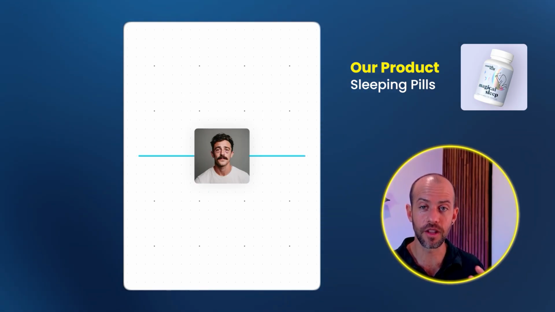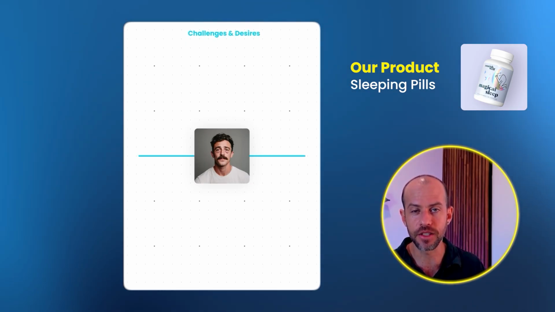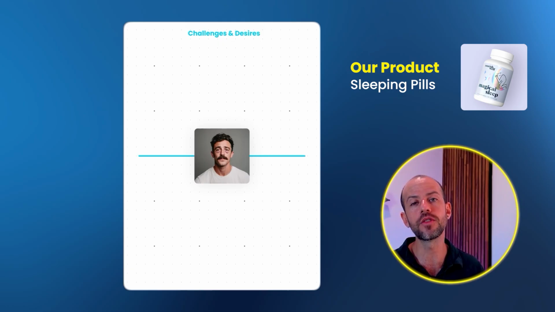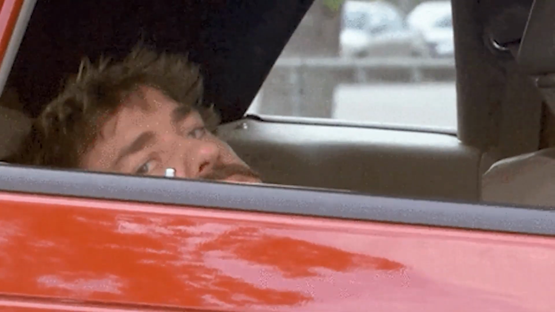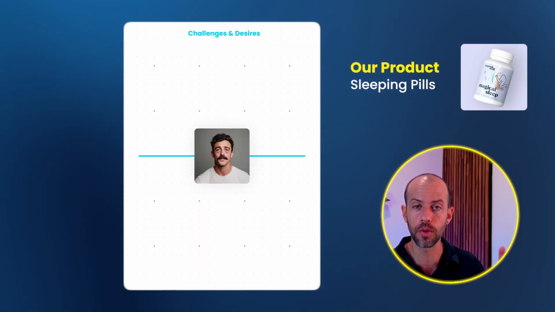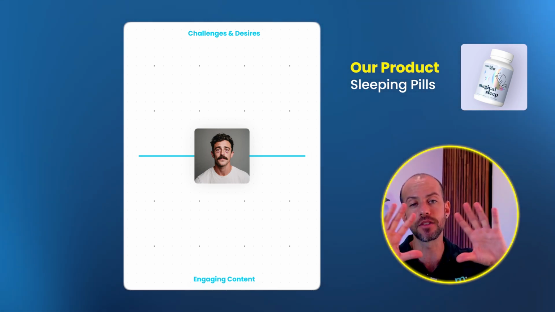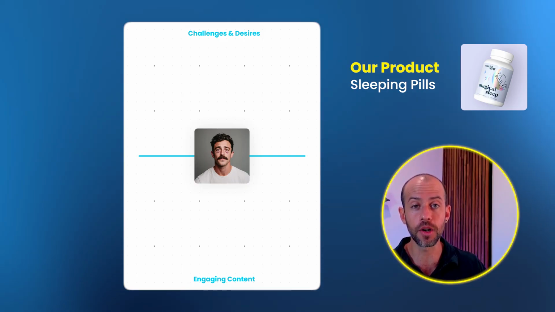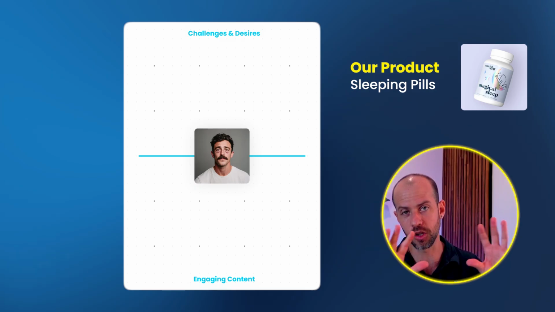Okay, so we have the person, we have the line. Above the line, we are going to write all the challenges and desires of this person. Basically, where they want to move towards, where they want to get to, and what they want to avoid, what they want to ignore, what they want to get away from. Those are the things that you want to put at the top of your paper. At the bottom, we have the engaging content. So based on what we are writing at the top, we are going to put at the bottom what sort of content would help us address those elements at the top of the page.